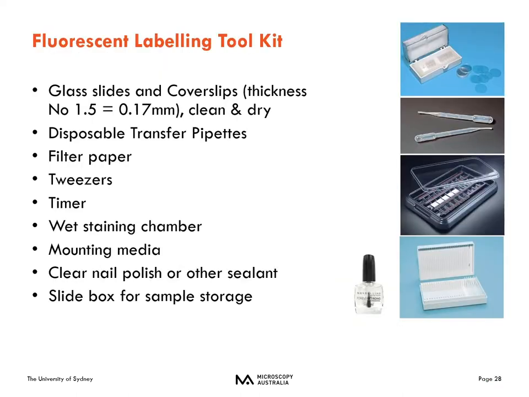For fluorescent staining, we usually have the following tools for your labeling kit. First, of course, are glass slides and cover slips. Remember the thickness is number 1.5. Make sure they're clean and dry. We can also use disposable transfer pipettes, filter papers, tweezers to hold your sample, and a timer. A wet staining chamber is very important to keep the sample's moisture. And mounting media, we'll talk about more later. And clear nail polish to seal the sample, and a slide box for sample storage.